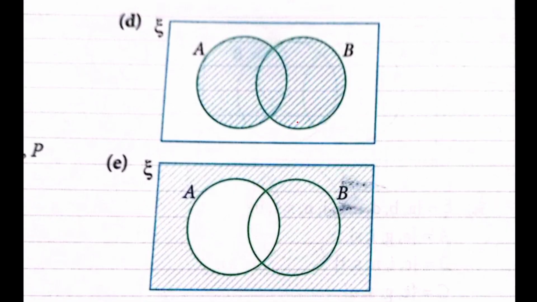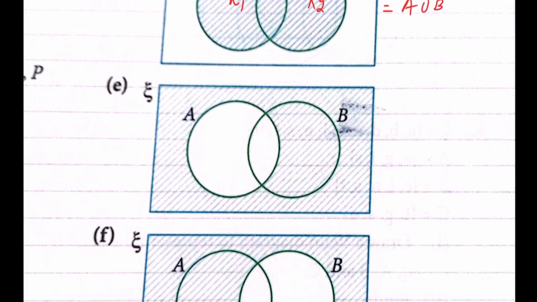Here you can see both of the circles are shaded. So whenever you find both circles are shaded, it always represents the union of two regions. The first region is the complete circle A, and this is region 2, which represents the circle B. So it is the union of two regions. Region 1 is set A, and region 2 is set B. So it represents A union B.